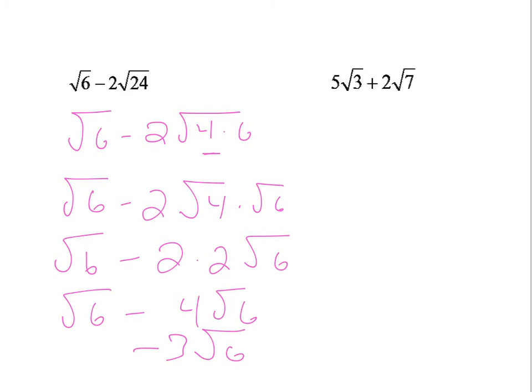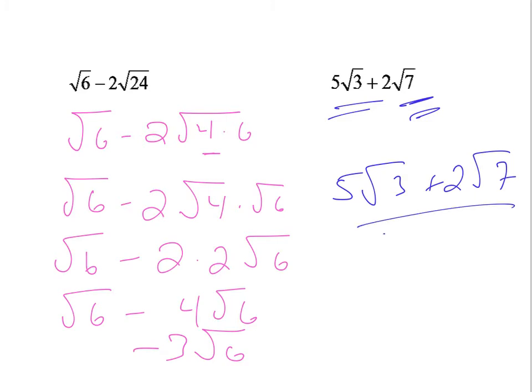If I look at the one on the right, I have 5 root 3 plus 2 root 7. That's a radicand of 3. This is a radicand of 7. There's nothing I can do with that. So this final answer is already simplified. These are unlike radicals. 5 root 3 plus 2 root 7. All right.